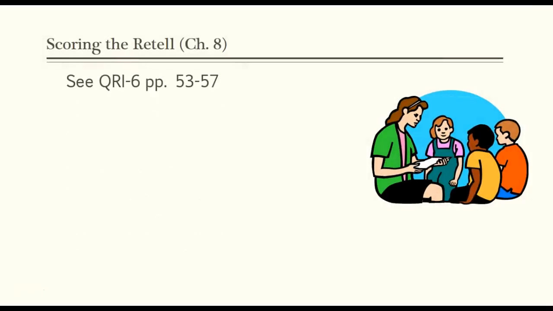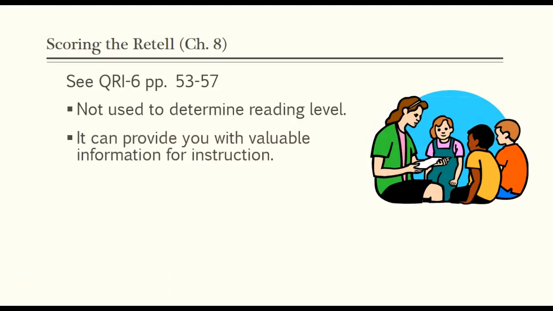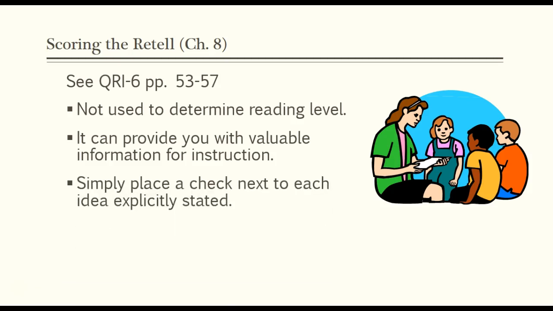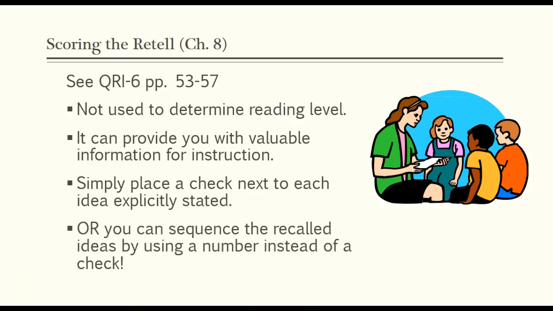Scoring the retell is pretty straightforward. There's directions on pages 53 to 57. It's not used to determine the child's reading level, but helps you get a sense of how well they can recall information read at the literal level. And all you have to do is place a check next to each of those ideas explicitly stated, or you can get fancy and you can sequence the recalled ideas by using a number.